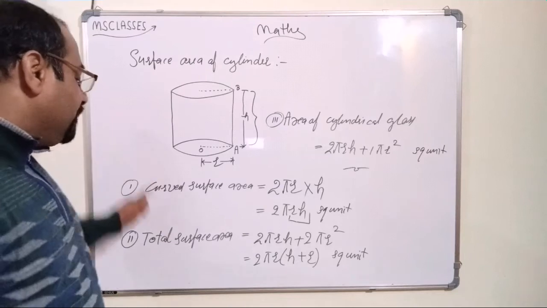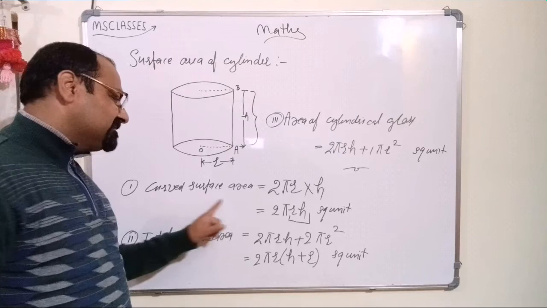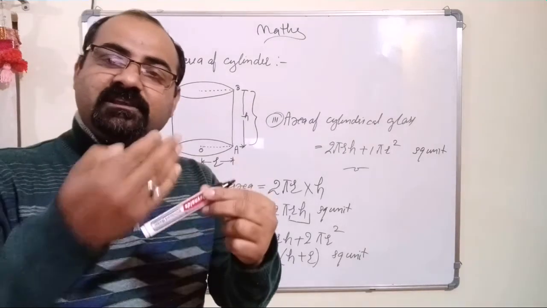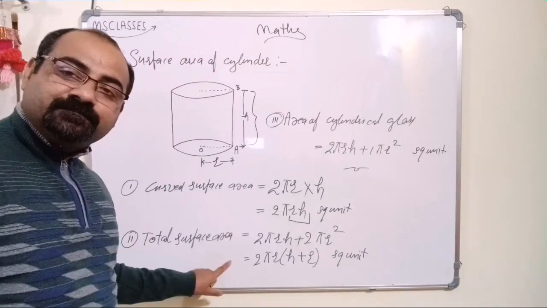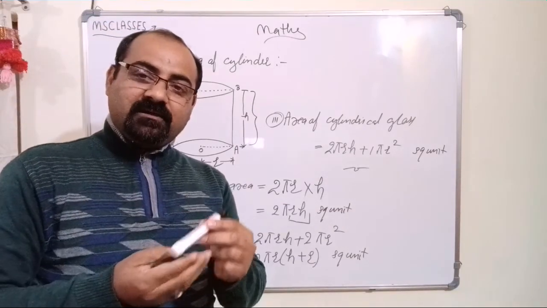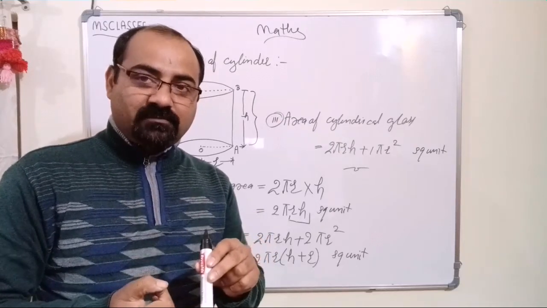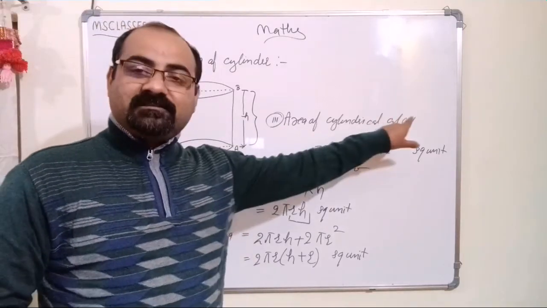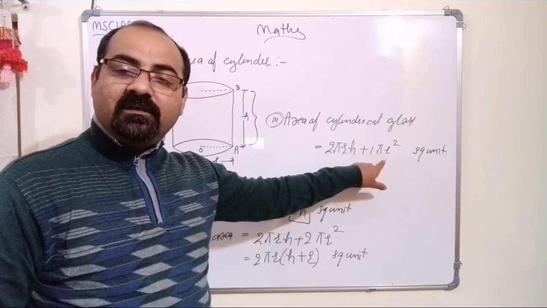So guys, we discussed three parts of the cylinder. First, curved surface area, which means the outer surface area of the cylinder. Second, total surface area, which means curved surface area plus the two circular parts of the cylinder. Third is the area of the cylindrical glass, which is the curved surface area plus the area of one circle.